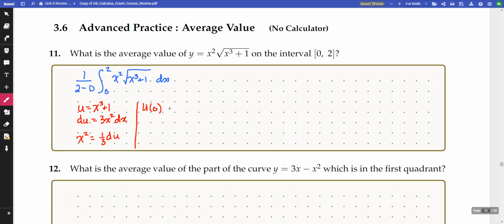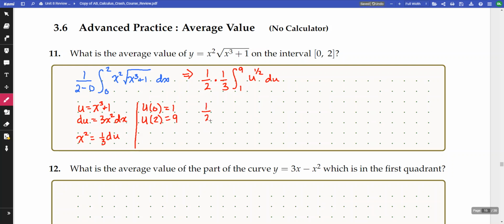Well, if x is 0, u is equal to 1. And if x is equal to 2, I can't write this very neatly, my apologies. If x is equal to 2, 2 to the third power plus 1 is 8 plus 1, which is 9. So that means that I can rewrite this as 1/2 times 1/3, because 1/3 du, the integral from 1 to 9 of u to the 1/2 du.